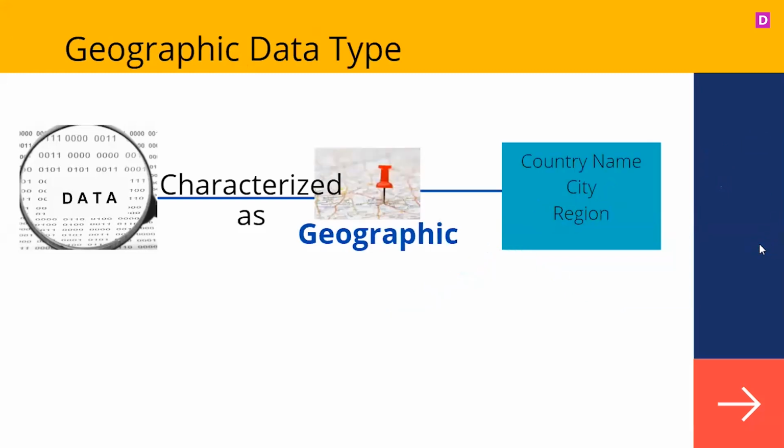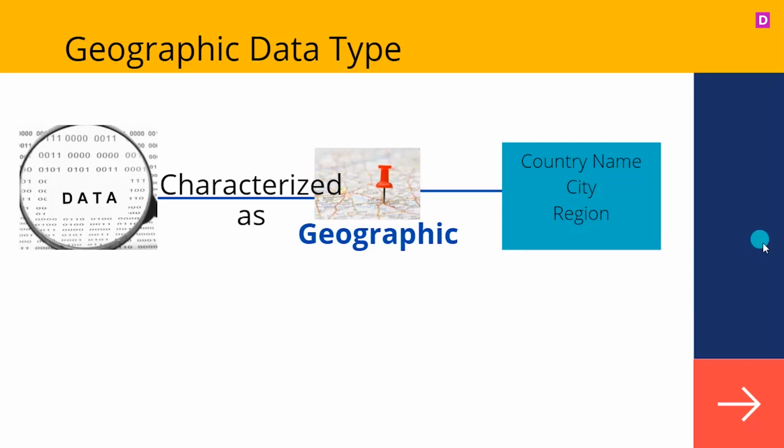Then the next data type is a very interesting data type, which is your geographic data type. These data values are something that you will be using in a map. Like you have a country name, a state name, city, region, postal code. All of these things are talking about some location, so all of these are going to be given as geographic data.